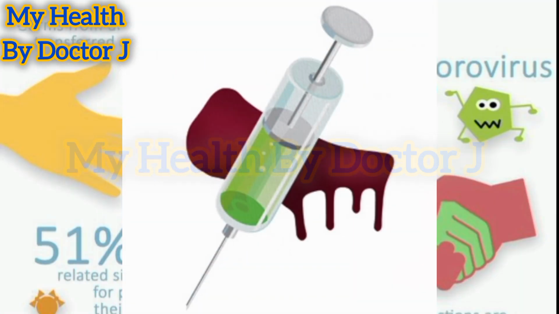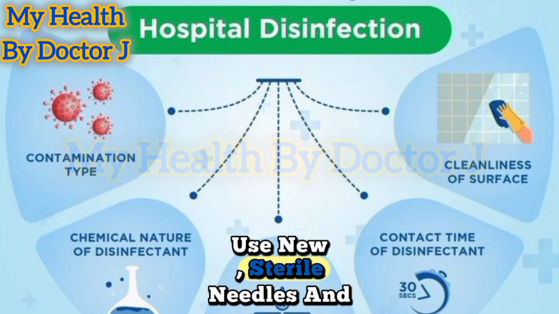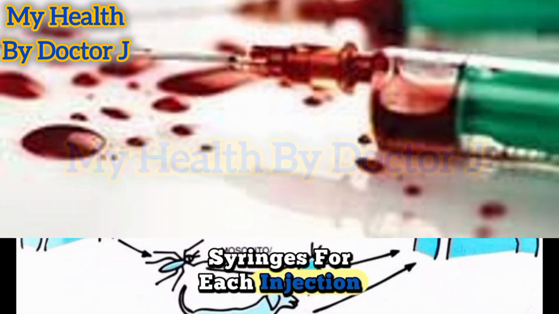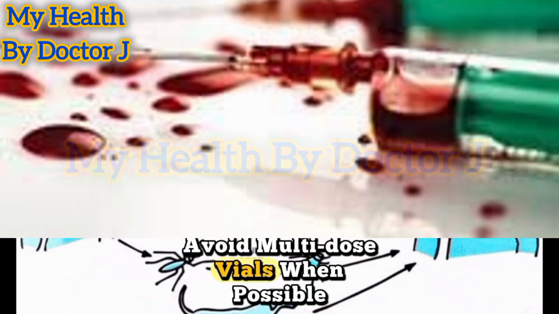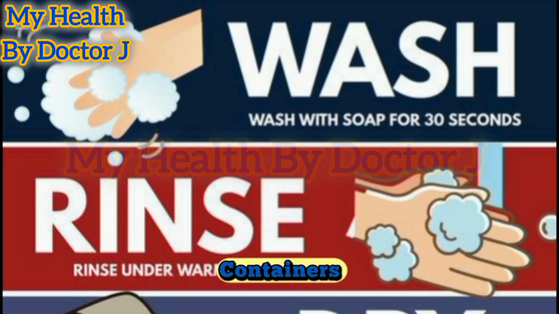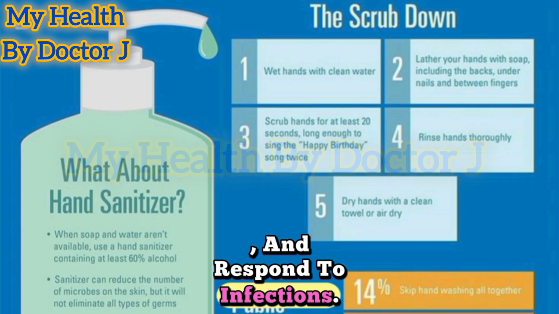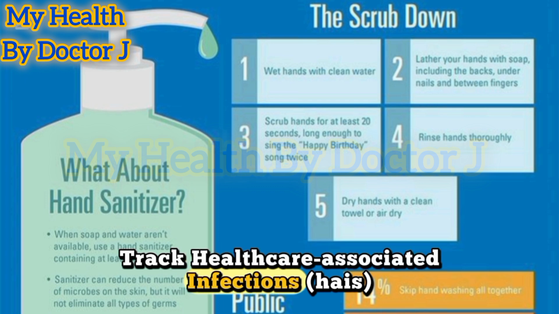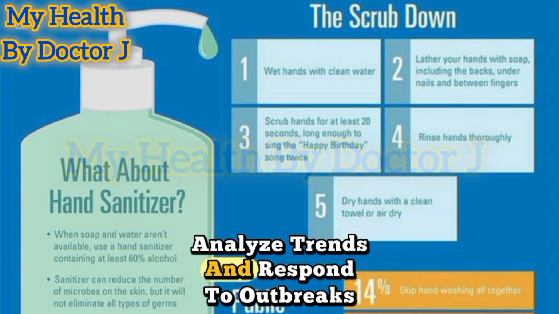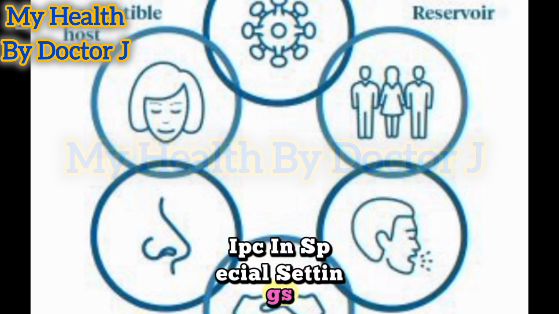7. Safe injection practices. Prevents infections like HIV, hepatitis B and C. Use new, sterile needles and syringes for each injection. Avoid multi-dose vials when possible. Proper disposal of sharps in puncture-resistant containers. 8. Surveillance of infections. Ongoing monitoring to detect, report, and respond to infections. Track healthcare-associated infections (HAIs). Analyze trends and respond to outbreaks. Use data for improvement.